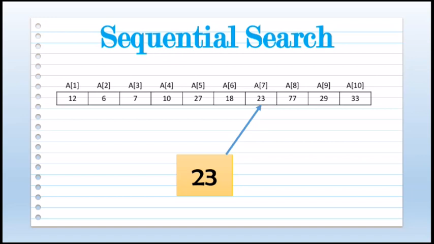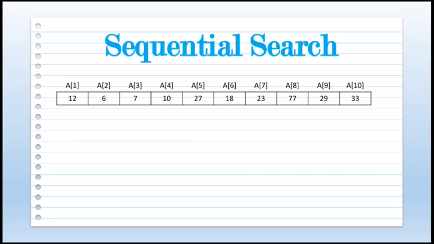That means our searching element is present in the list and it is at the 7th position. Because our searching element is present at the 7th position, there is no need to check further elements. So we can stop here itself. This technique of searching an element in a sequential manner is called sequential search. Now we will take another example and see sequential search.